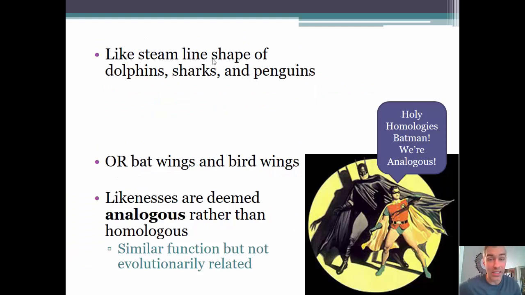That should say streamline, not steamline. I need to change that. If anyone's ever seen the old Batman, that's funny. If not, it's probably not funny. Or it's not funny at all, I don't know.